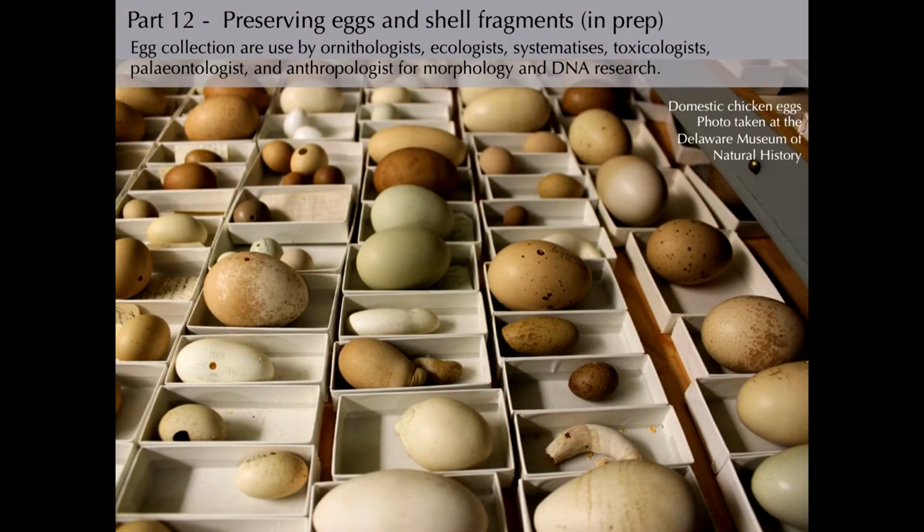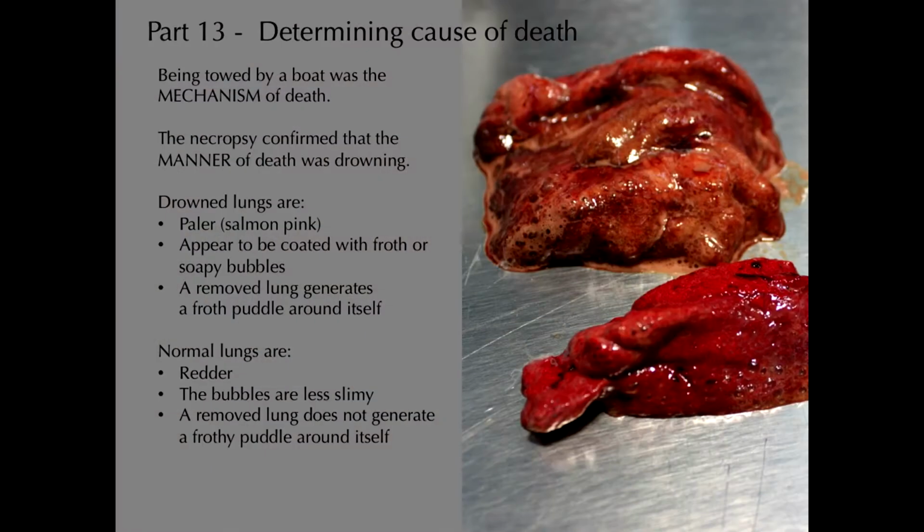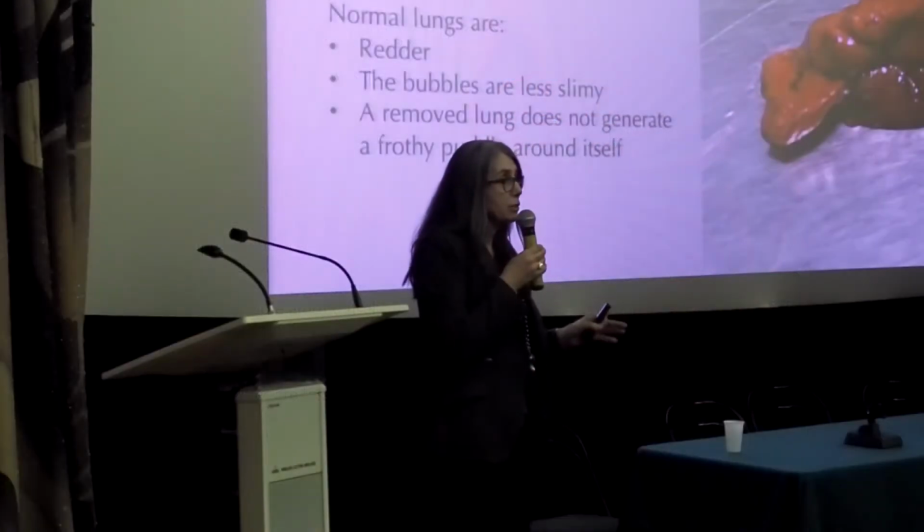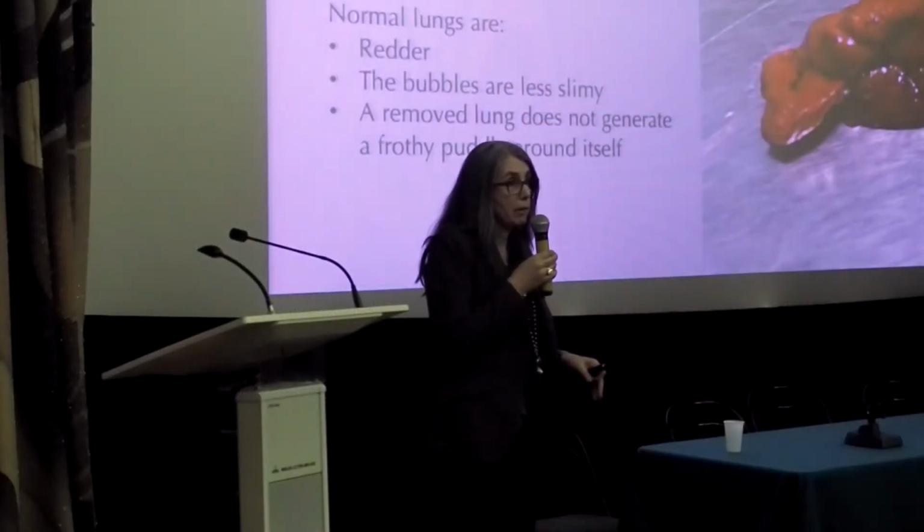It's on eggs. And these are all chicken eggs, and they're lovely different shapes. And this is what I'm going to be presenting in the second half of my presentation. And what we're looking at there is lungs and how you can actually do a test to determine whether or not a bird is drowned, which can be useful.